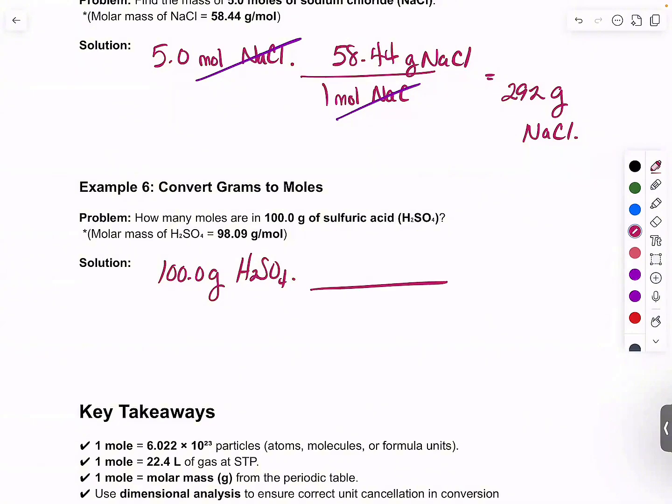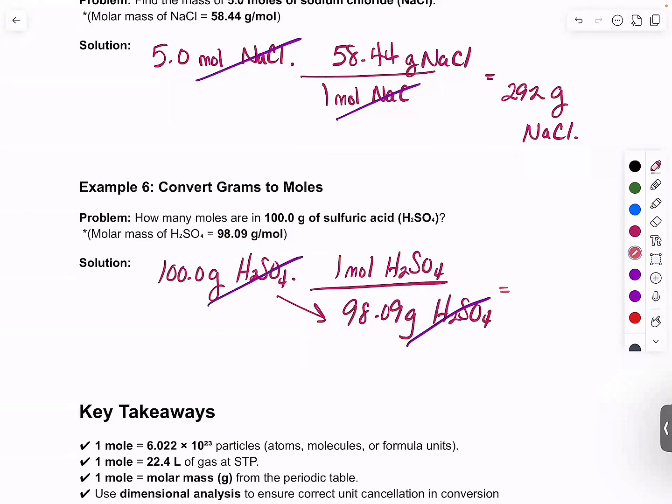Our last example here, we're going to have 100 grams of sulfuric acid. And we know 1 mole on the top. A good tip here too is that when you put your quantity down, the first thing you should probably do is put your grams wherever grams is. So for instance, molar mass of the H2SO4 is 98.09 grams. Okay, so then immediately that'll go on the bottom.